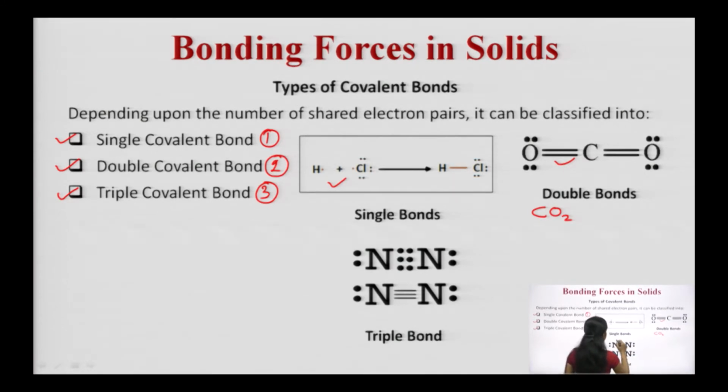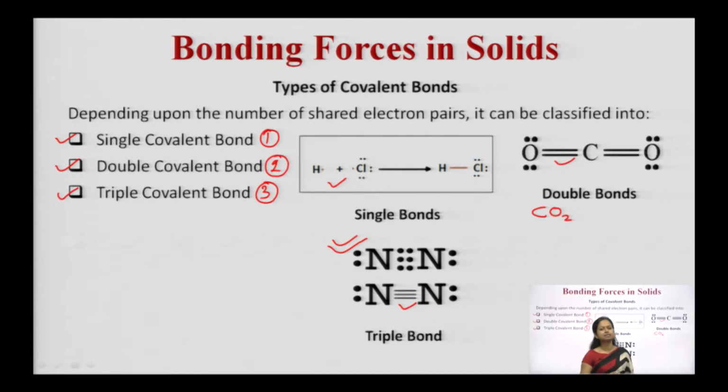You can see in this particular diagram 2 nitrogen atoms have been taken over here. It has 5 electrons in the outermost orbit. So, 3 will form covalent bonds, meaning sharing of 3 electron pairs. So, this is known as a triple covalent bond. So, I hope now all these 3 types of covalent bonds are also clear to you.